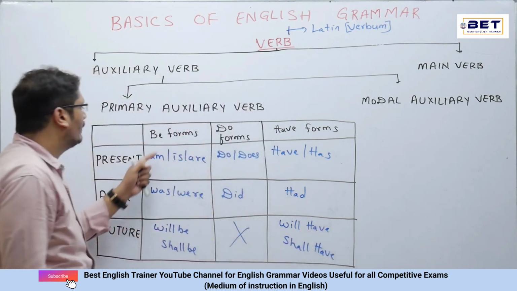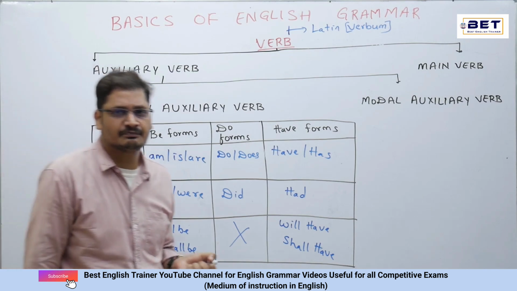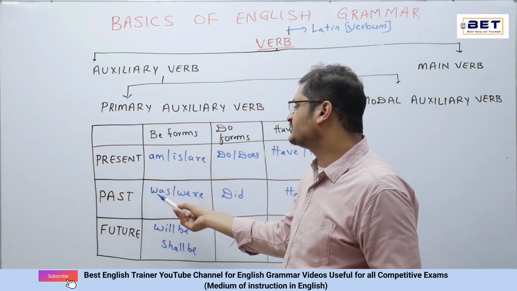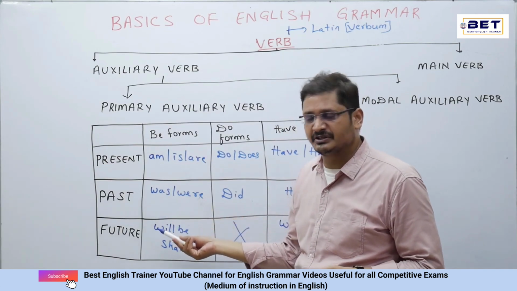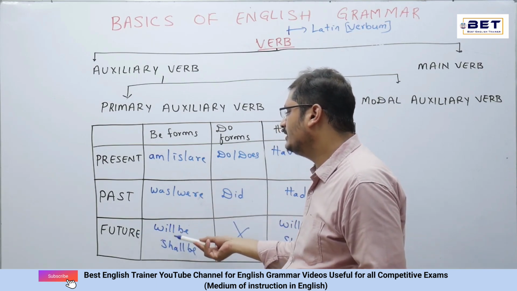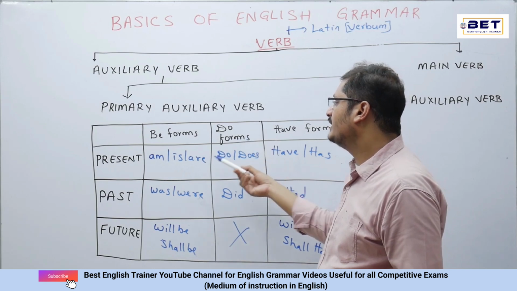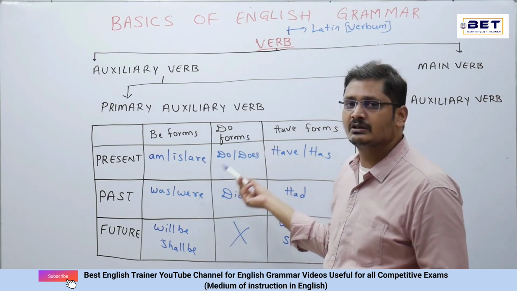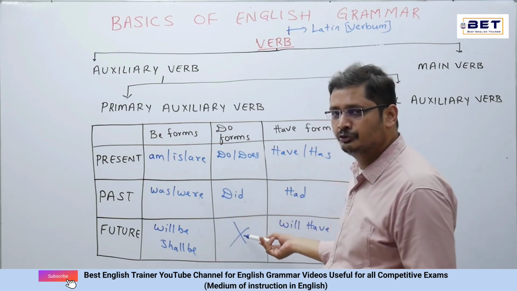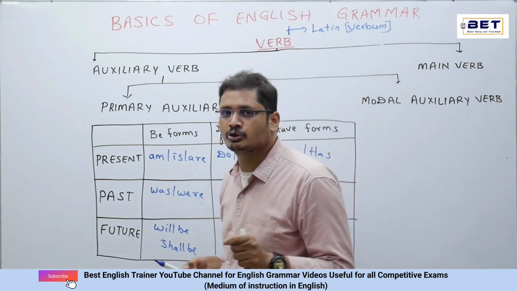Where do we use these be forms pertaining to the present tense? That is am, is, are in the present continuous tense. Now, be forms pertaining to the past tense, that is was or were, are used in the past continuous tense. Be forms pertaining to the future tense, that is will be or shall be, are used in the future continuous tense. In the same fashion, in the present tense, we have do or does, that is the simple present tense. Next, we have did, that is the simple past tense, and for the future, we don't have any do forms.